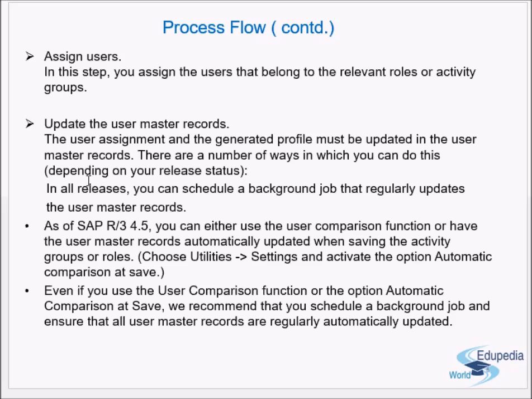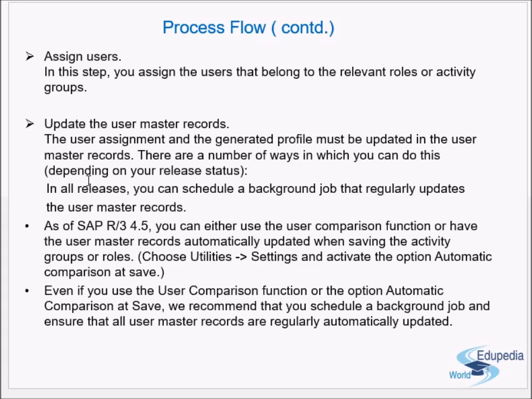With these roles, say you have created a new role and given some users there. For those users to pick up this role and get these authorizations, we automatically schedule a background job. Now, as of SAP release R3 4.5, you can either use the user comparison function or have the user master records automatically updated when saving the activity groups or roles.